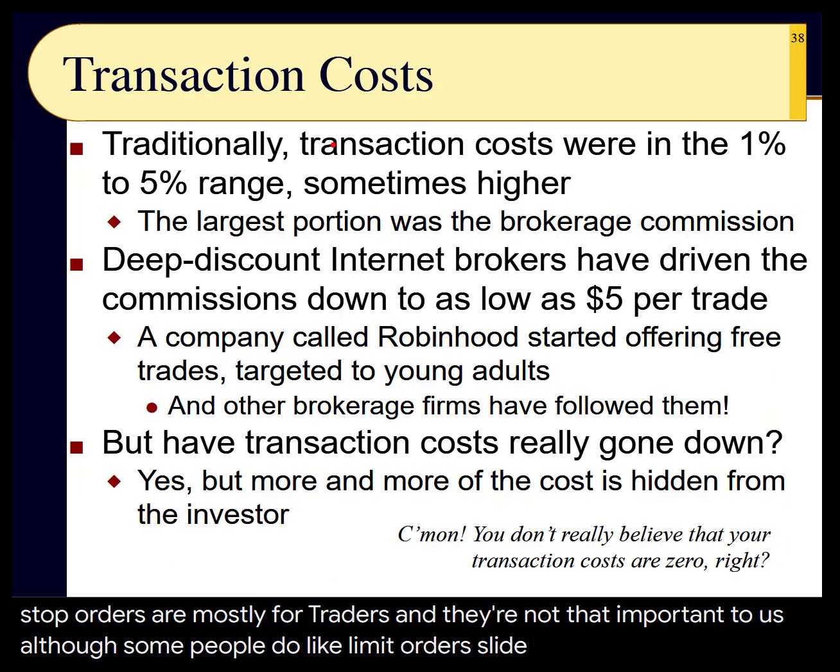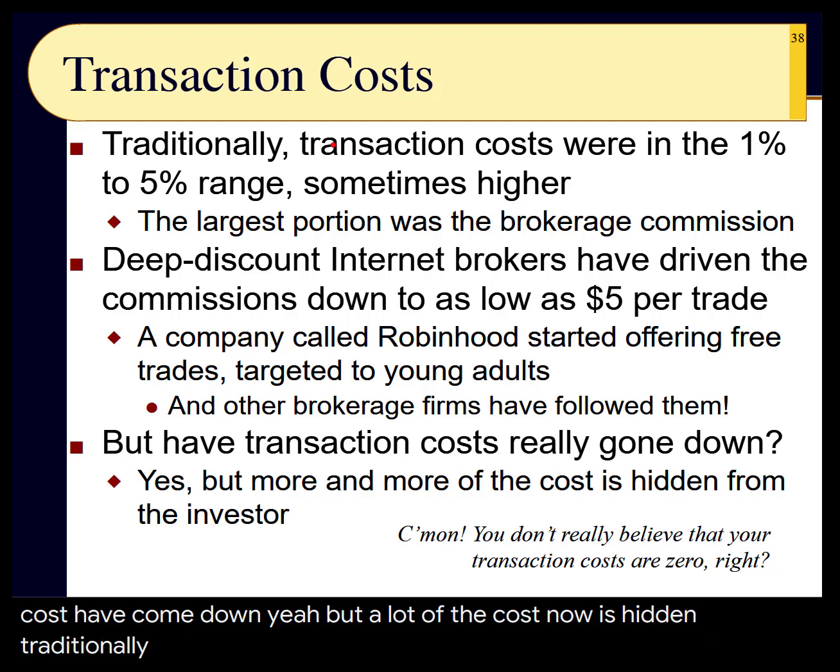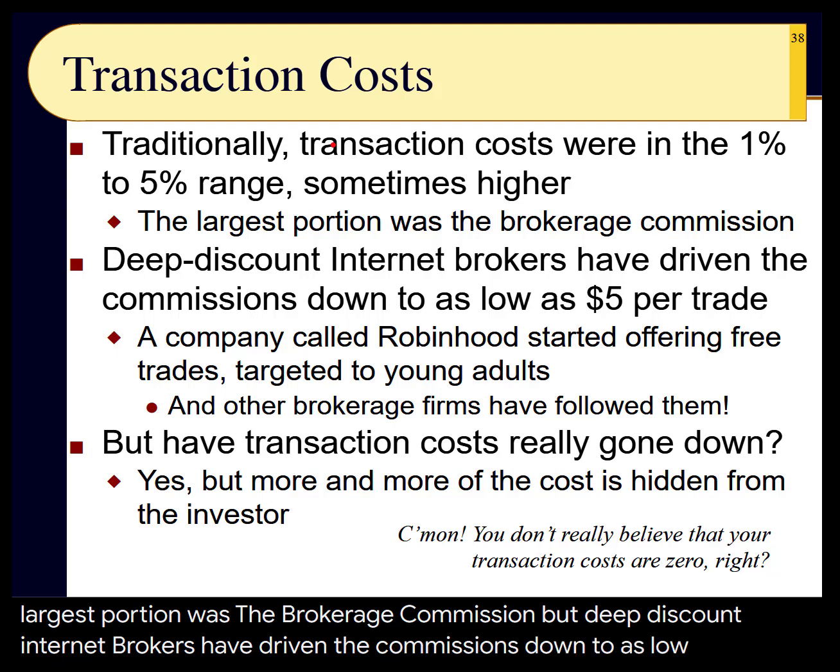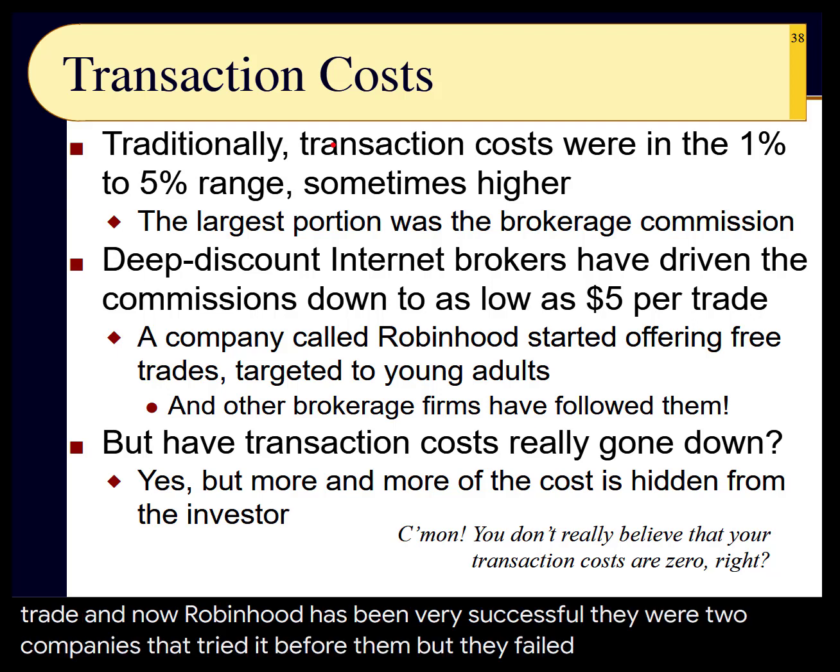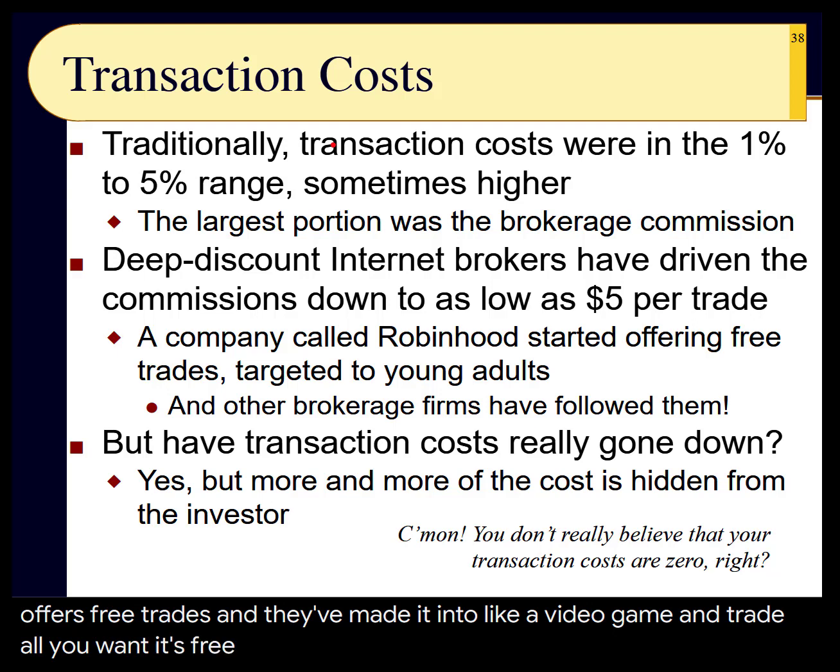Slide 38. Costs. Well, costs have come down. But a lot of the cost now is hidden. Traditionally, you would be charged anywhere from 1% to 5%, and the largest portion was the brokerage commission. But deep discount internet brokers have driven the commissions down to as low as $5 a trade. And now Robinhood has been very successful. There were two companies that tried it before them, but they failed. Robinhood now offers free trades, and they've made it into like a video game and trade all you want, it's free. Well, no, it's not.